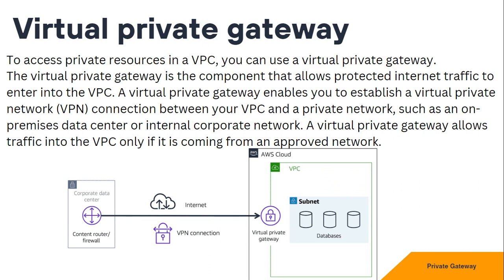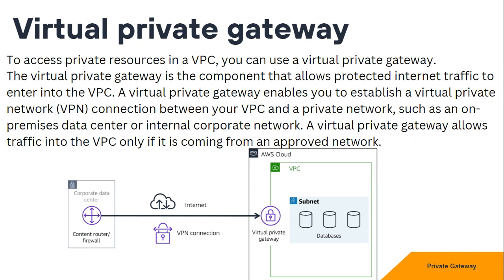You can use a virtual private gateway. The virtual private gateway is the component that allows protected internet traffic to enter into the VPC. A virtual private gateway enables you to establish a virtual private network connection between a VPC and a private network, such as an on premises data center or internal corporate network. A virtual private gateway allows traffic into the VPC only if it is coming from an approved network.